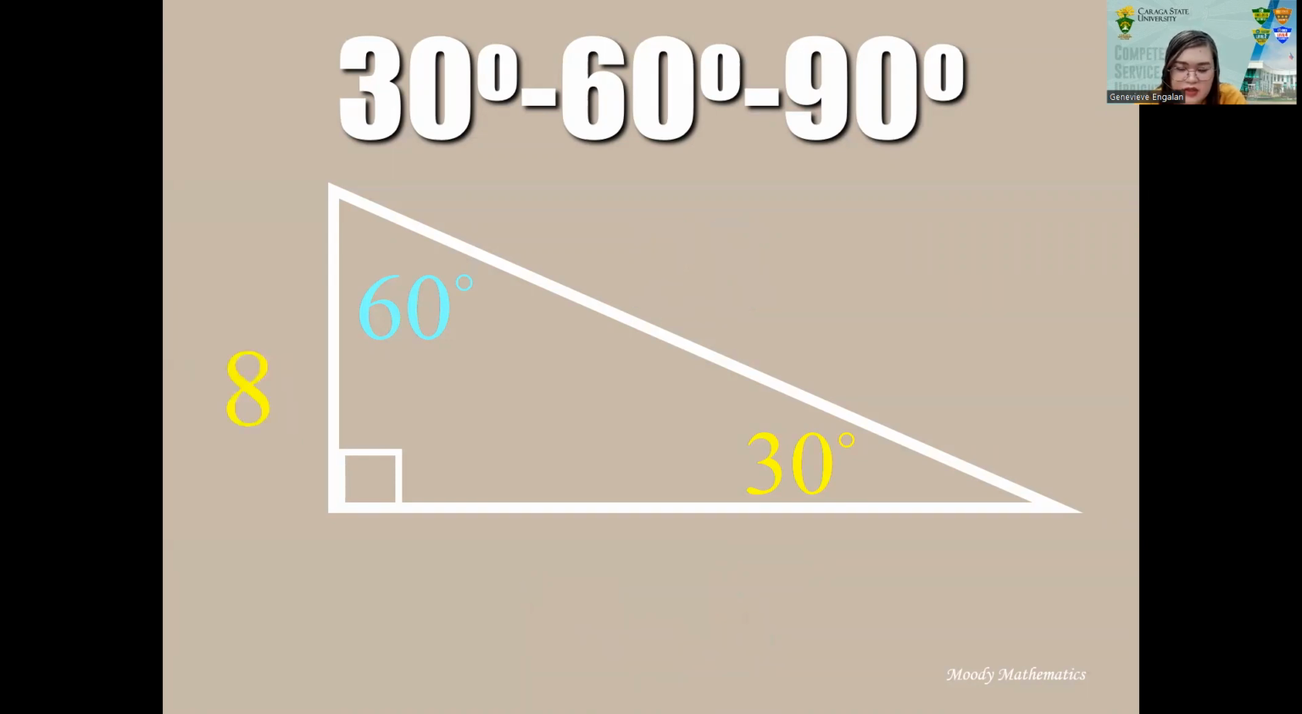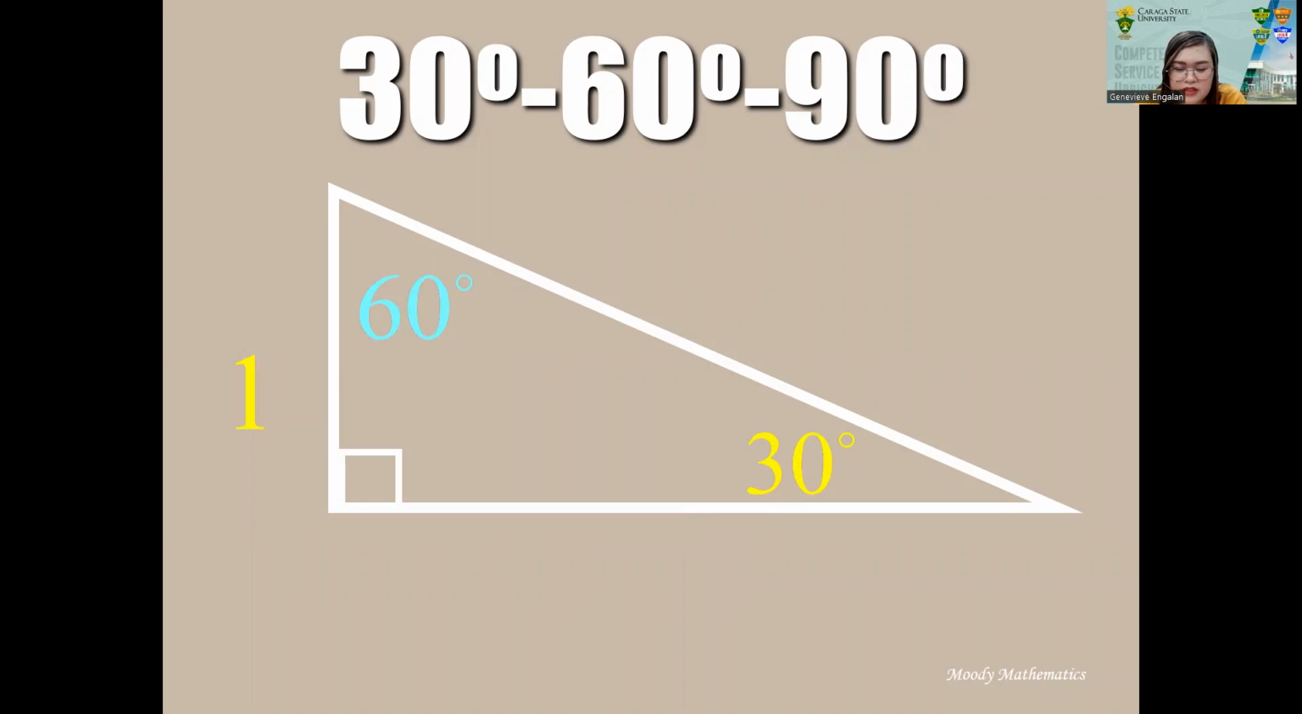Very good. So if your shorter leg is 8, what is the hypotenuse? 16. What is the longer leg? 8 square root of 3. Okay, so remember that. If your longer leg is 9 square root of 3, what is your shorter leg? 9. Okay, 9. What is the hypotenuse? 18. So that's it, class.